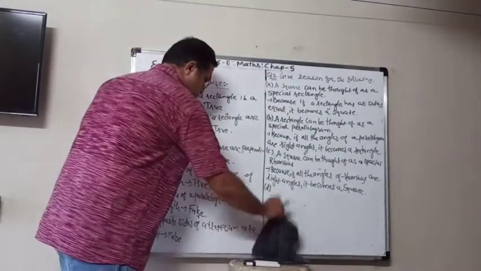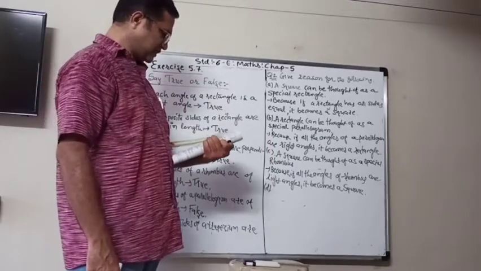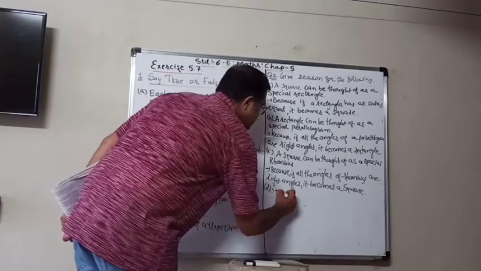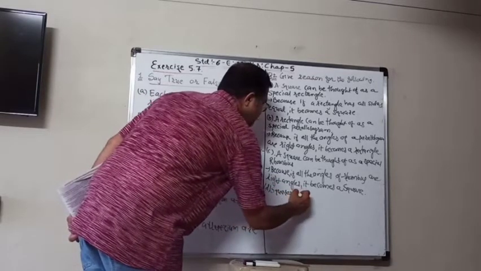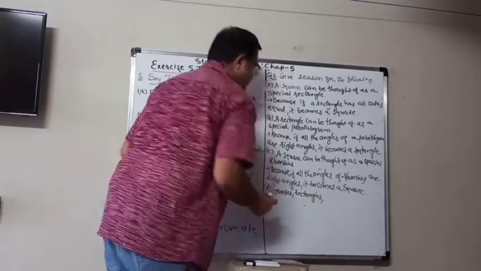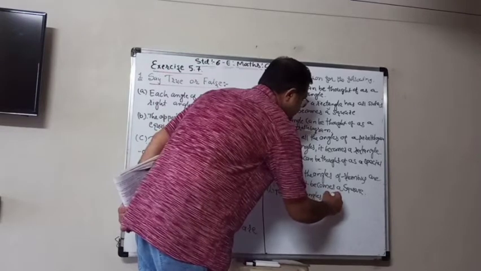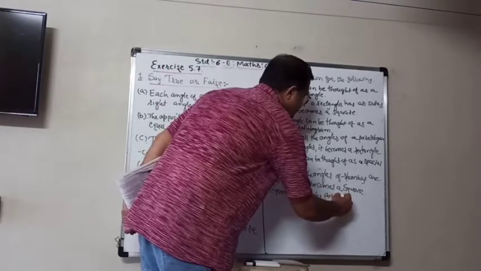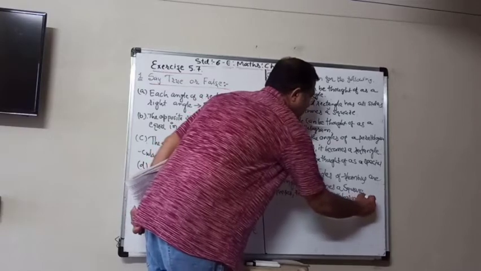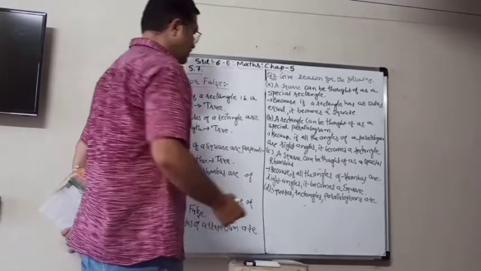D. Squares, rectangles, parallelograms are all quadrilaterals.